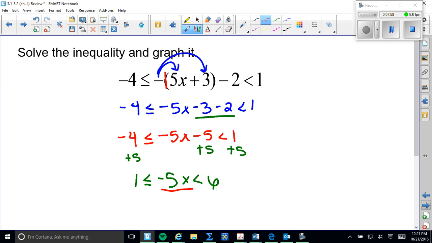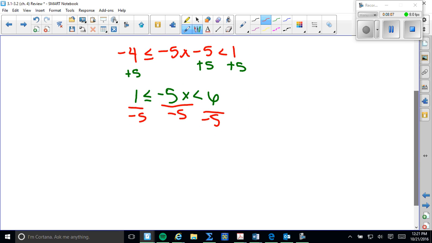Then we're going to divide by -5. And what do you remember about when we divide by -5? We have to flip the inequality sign. But there are 2 here, aren't there? Well, we have to flip both of them. So we have -1/5 is greater than or equal to x, which is greater than -6/5. And you can see that because the smaller negative number is the bigger number.